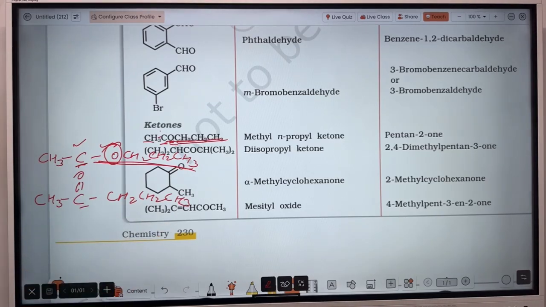So that is here. Now write the IUPAC name, 1, 2. You have to give the lower position to the carbonyl group. So here like that.